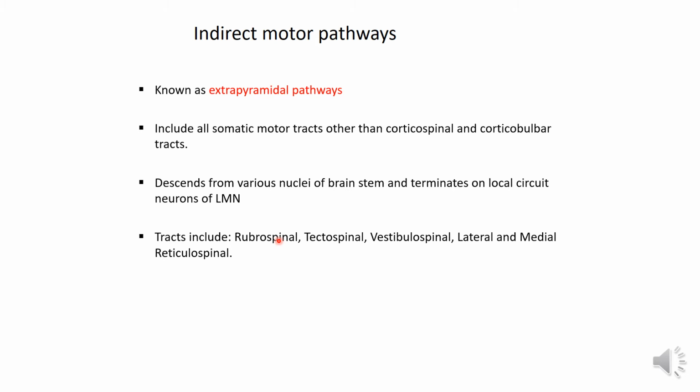What are the gamma motor neurons? If you remember, the gamma motor neurons are the motor neurons that innervate the intrafusal muscle fibers, located in the muscle spindle. So they have a great role in the regulation of the muscle tone.